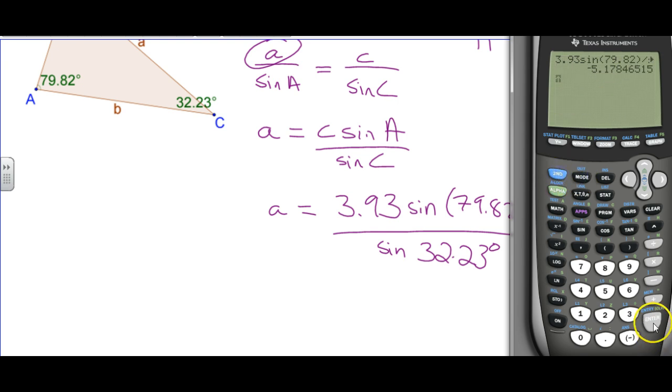So I'm just going to go second function enter to bring this down. Recalculate. Okay, 7.2 seems reasonable, right? 7.2529, so let's call it 7.3. a equals 7.3.